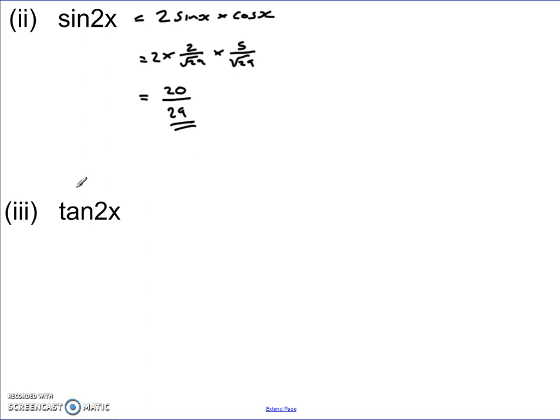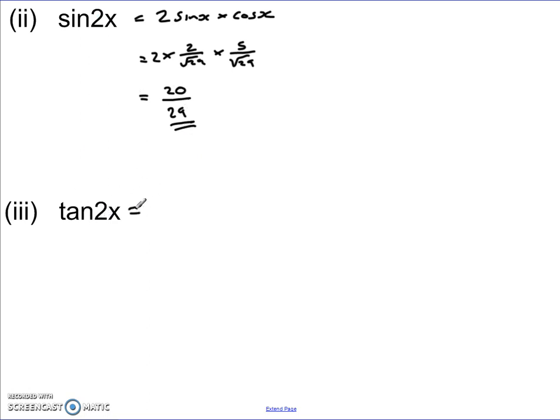Second expansion was sin 2x. Now we know sin 2x is equal to 2 sin x times cos x. So it's 2 sin x cos x. Now we know the values for sin x and we know the value for cos x, so we simply substitute in. So in this case it's 2 times 2 over root 29 times 5 over root 29. Simplifying that, I do 2 times 2 times 5, so that's 20. And I do root 29 times root 29. That simply gives me 29. So sin 2x is given by 20 over 29.